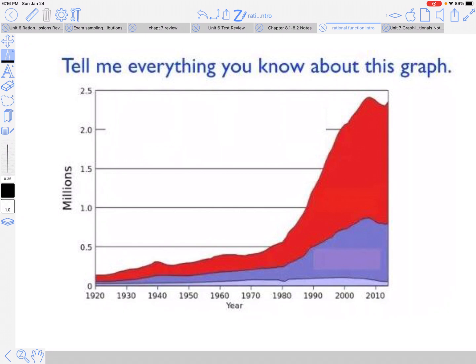So I have a graph right here, and you can see it's labeled. No title though, but we have an X and Y axis labeled, and not a normal linear graph or quadratic graph that we're used to graphing. But I just want you to soak this in and tell the computer everything you know about this graph.